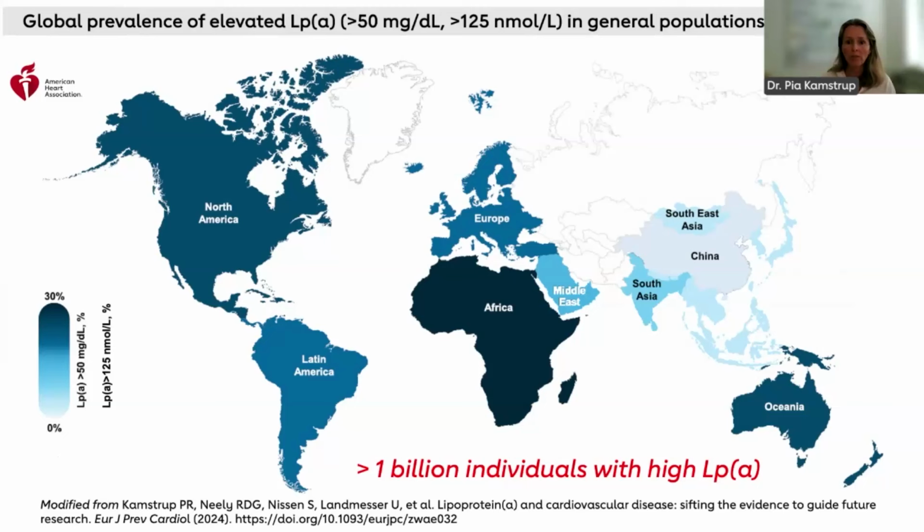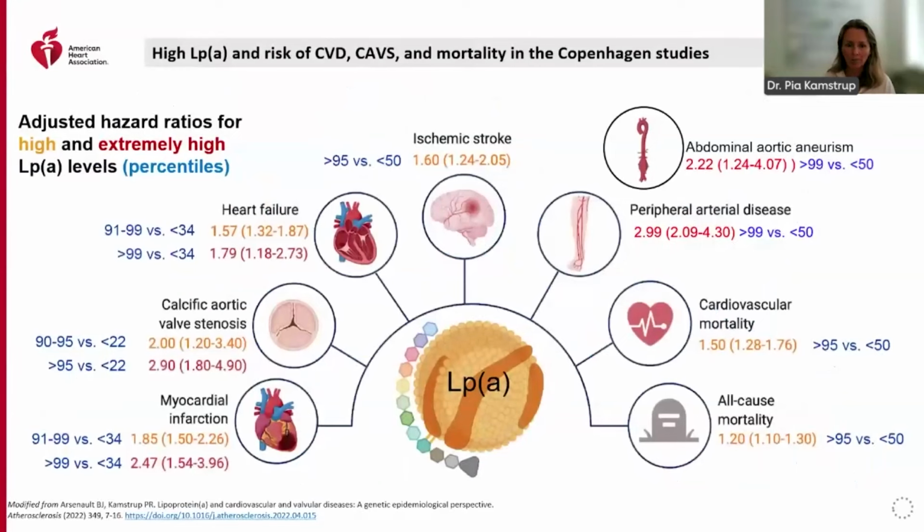Now, in a global perspective, the highest median Lp(a) levels are thus found in Black individuals of African descent, while individuals of East Asian descent have the lowest levels. The difference results primarily from higher levels of Lp(a) being associated with medium-size apolipoprotein(a) alleles in people of African descent. Globally, an estimated more than 1 billion individuals have high Lp(a) levels and thus increased risk of ASCVD on this background.